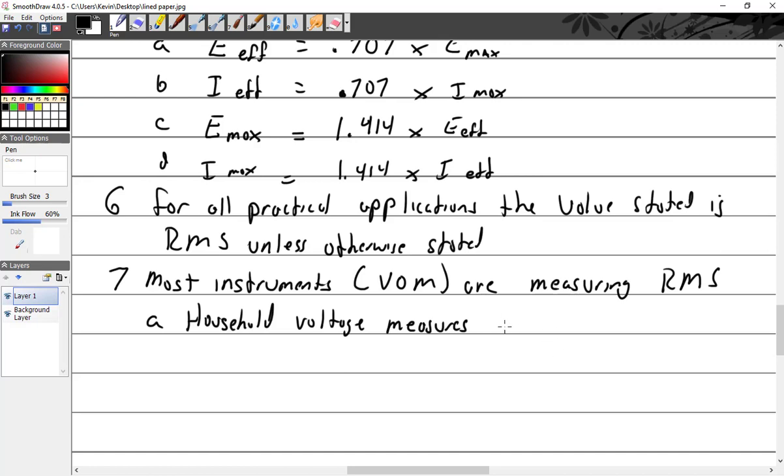So we got one. Let's round to, well, we'll just call it 120. There we go. So measure 120. 120 what? Volts. Effective. Not effective. RMS. Okay. What is then E max?